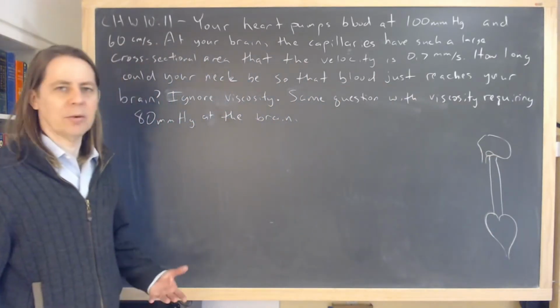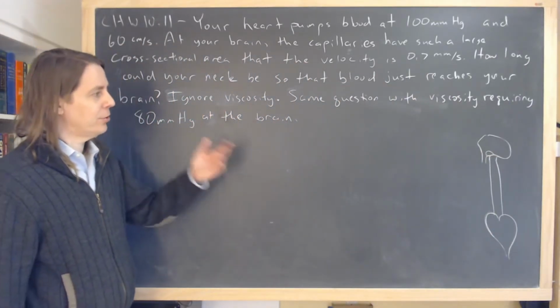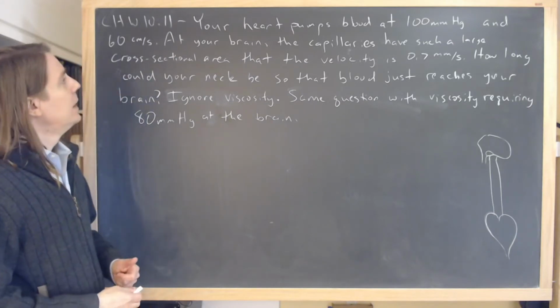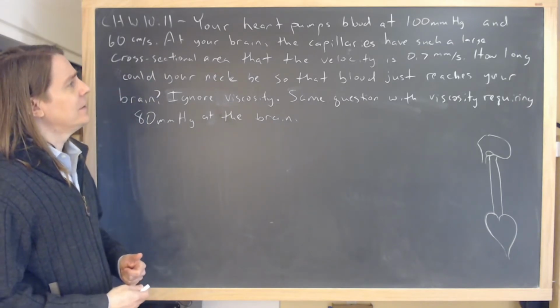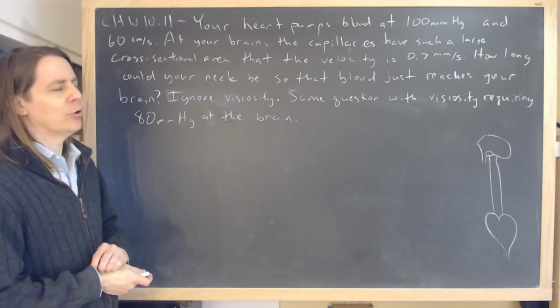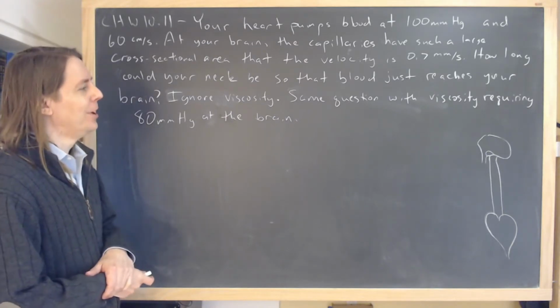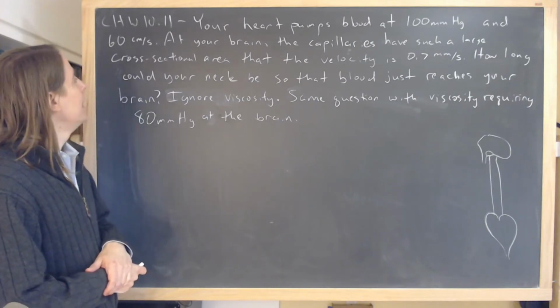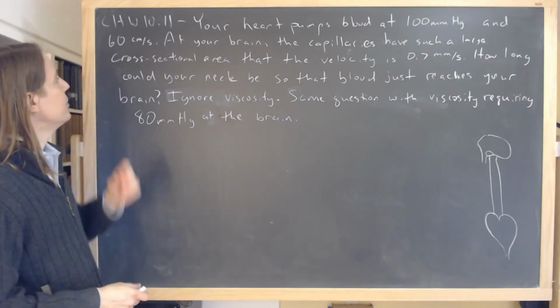And the blood has to have some pressure. You have to think about the blood pressure and the flow velocity. So here we go. Your heart pumps blood at 100 millimeters of mercury. So that is a pressure unit, remember. So it gives you some pressure at the heart and a flow velocity at the heart, 60 centimeters per second.